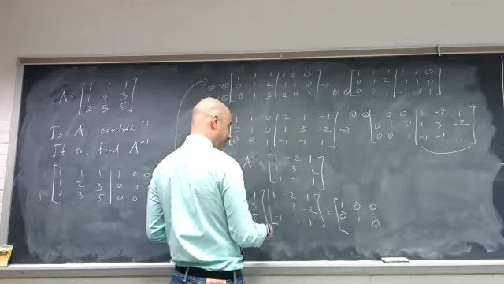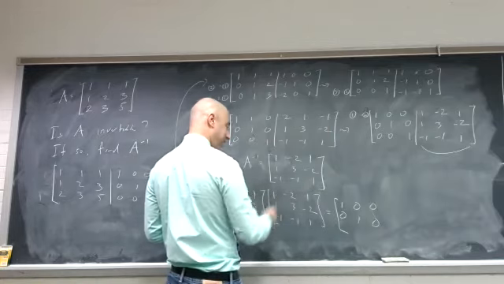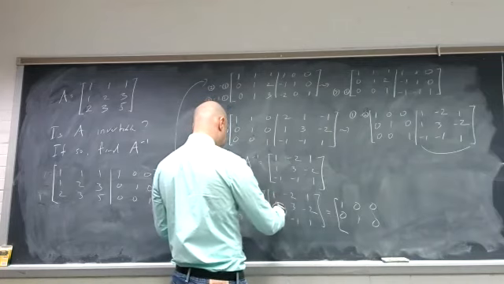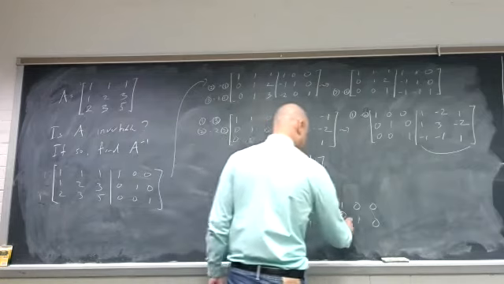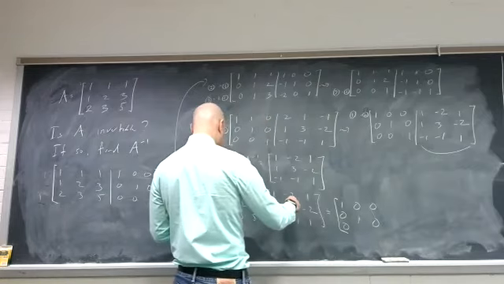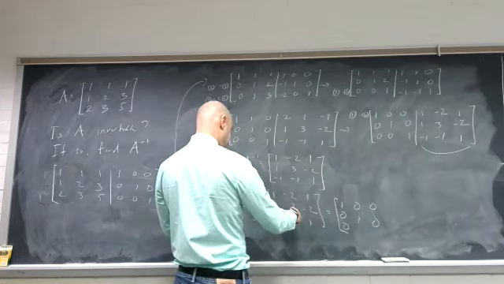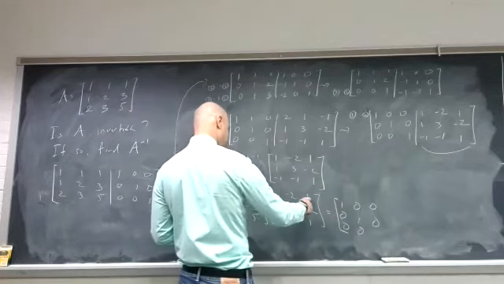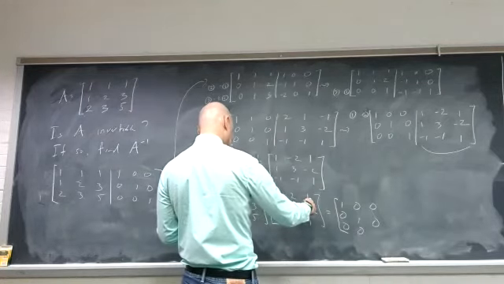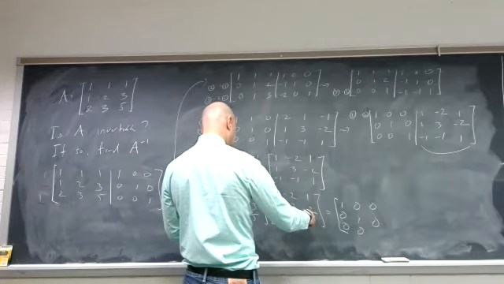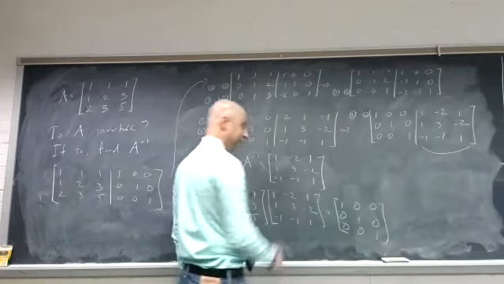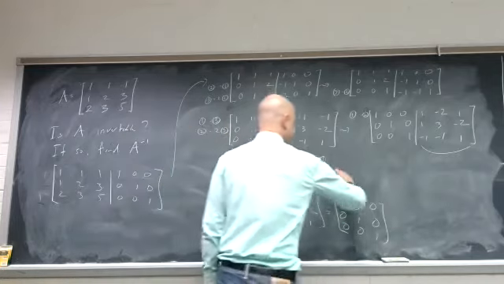Already this is looking great. It'd be hard to believe that I get this far and found a mistake later. 2 plus 3 is 5, minus 5 is 0. Minus 4 plus 9 is 5, minus 5 is 0. And 2 minus 6 is minus 4, plus 5 is 1. Yep. We got it.